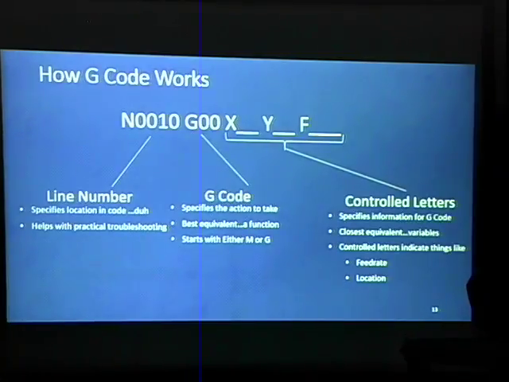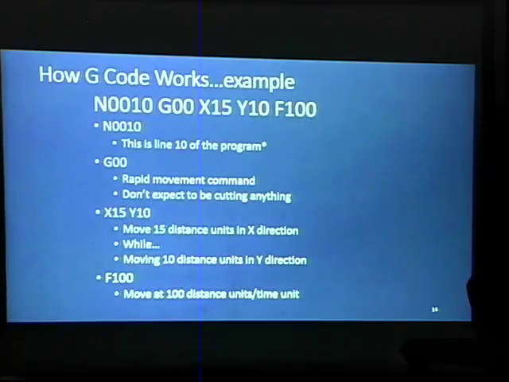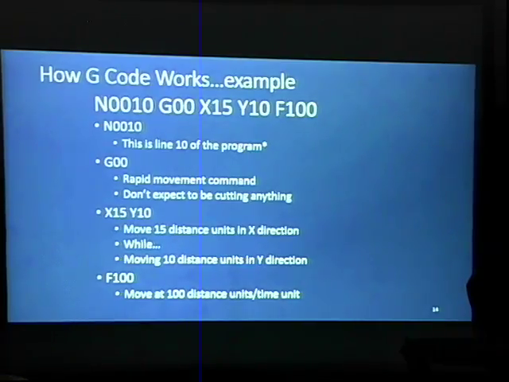So if I say G00, X15, Y10, what does that say? Well, this whole line of code says this is the 10th line or line 10 of the program. It's going to move quickly. G00 means rapid. It means I don't expect for the tool to be cutting there. That's just a piece of information I can give to the machine to let it make some decisions on how it implements this action so that it can do so faster.